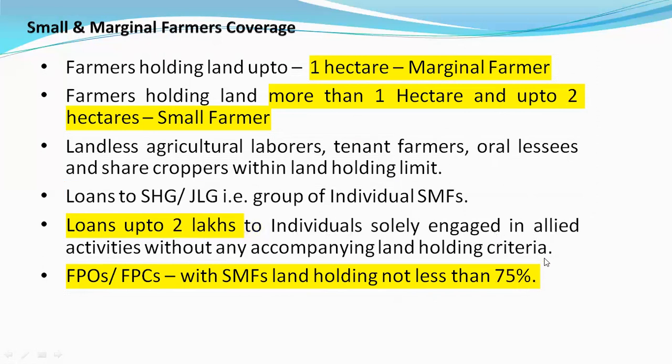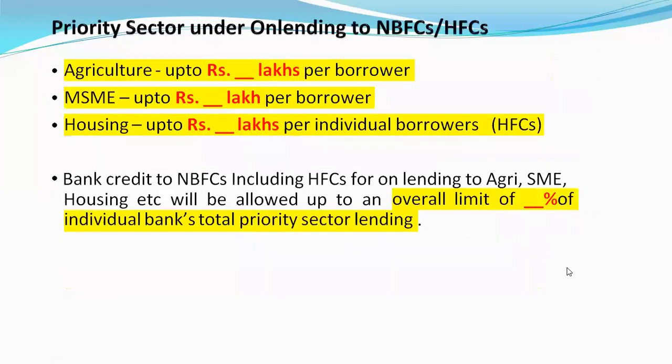Okay, correct answer is for small farmer जो land holding है वो है more than 1 hectare and up to 2 hectares. Okay, and loans जो है 2 लाख तक के दिए जा सकते हैं उन लोगों को जो allied activities में involve हैं. Okay, and FPO और FPC जो हैं with small marginal farmer land holding नॉट लेस देन 75%. उनकी जो लैंड होल्डिंग है वो 75% से कम नहीं होनी चाहिए. ओके, लेट्स सी नेक्स्ट.